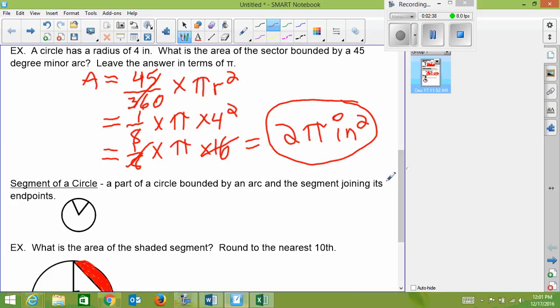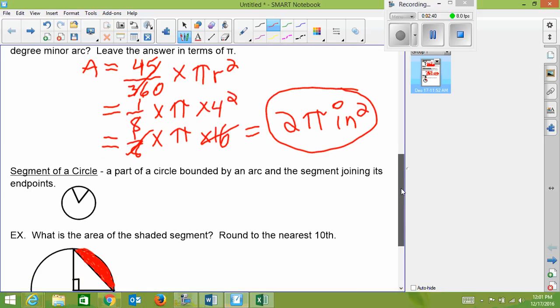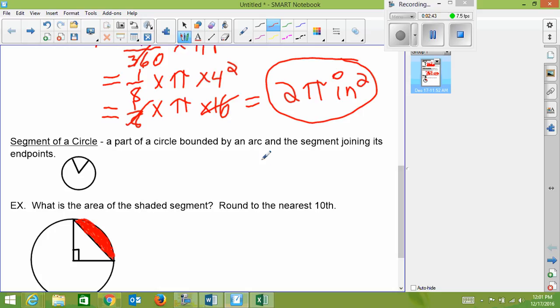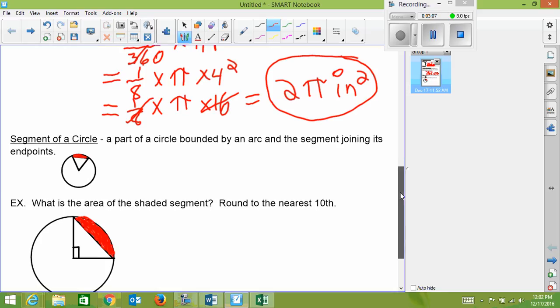So segment of a circle, a part of a circle bounded by an arc and the segment joining its endpoints. So, in other words, from there to there, its endpoints. And so if I was just talking about this little piece in here, the part of the sector that is not included in that little triangle there, that is the segment. Okay, and so we're going to do an example here.